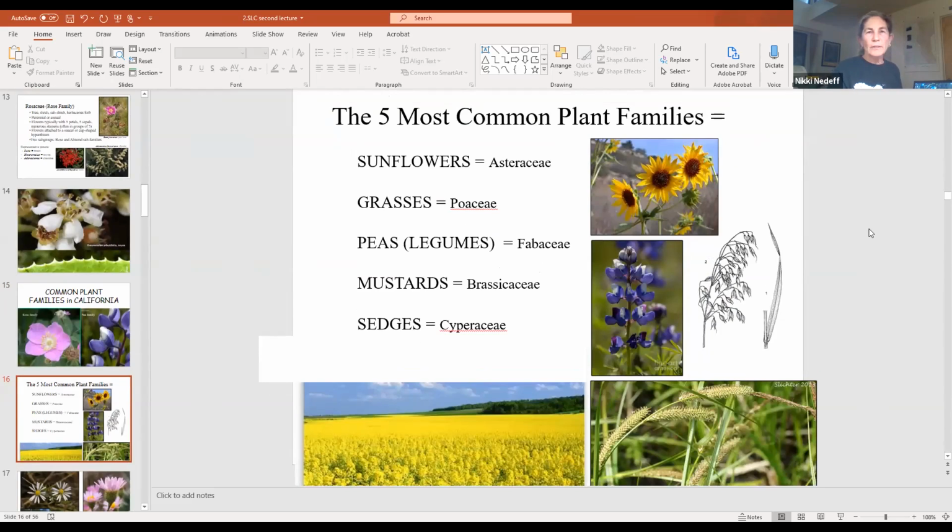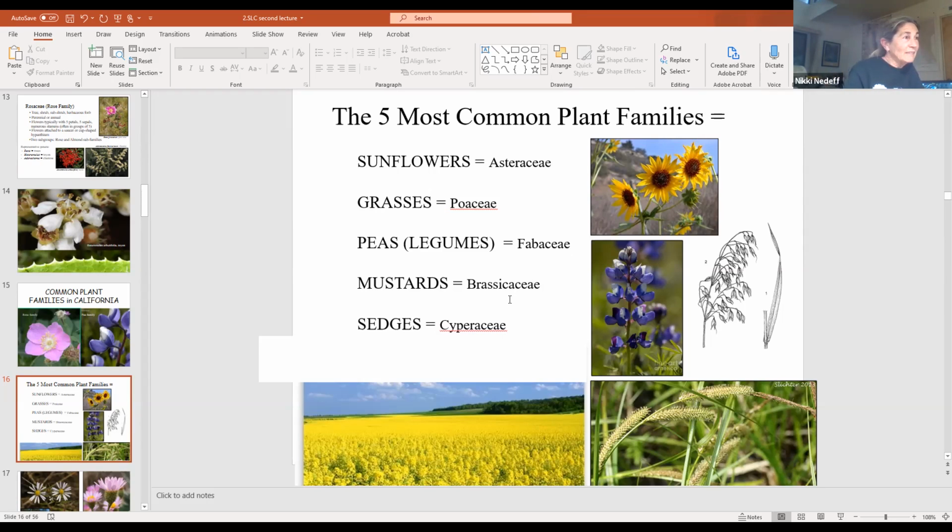The most common plant families in California, there's only 5. Sunflowers, the Asteraceae, that's the scientific name of the sunflower family. The grasses, the Poaceae. The peas and legumes, like lupins, the Fabaceae, and I always think of them as fabulous, Fabaceae. I ate a lot of burritos in college, and we used to make our own pinto beans. Beans are legumes, and they were fabulous. And that's the way I remember. Little mnemonics like that always helped.